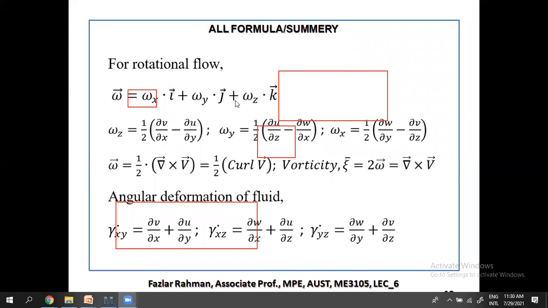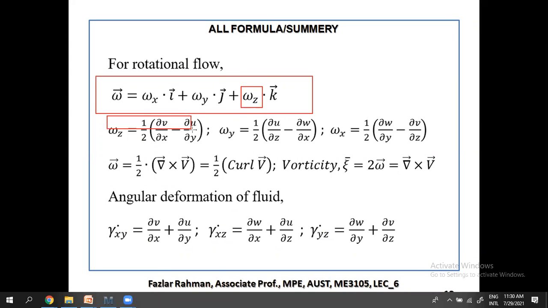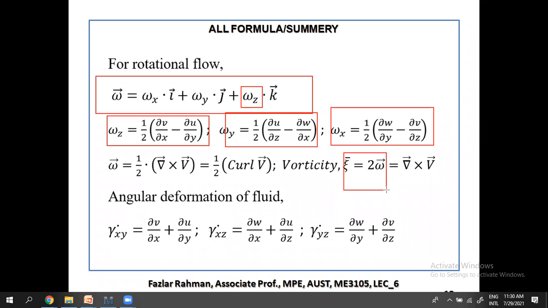Then for rotational flow, this is our vector. Omega s, rotation along x-axis, y-axis, and z-axis is omega z. And this is the rotation in xy plane. This one is rotation in yz, and this one is xz plane. And vorticity is equal to twice the rotational vector.